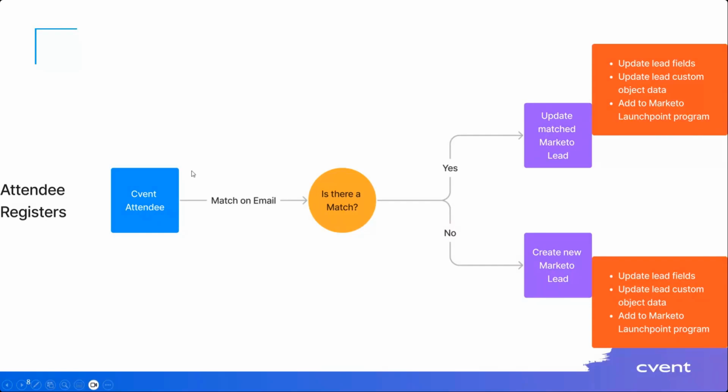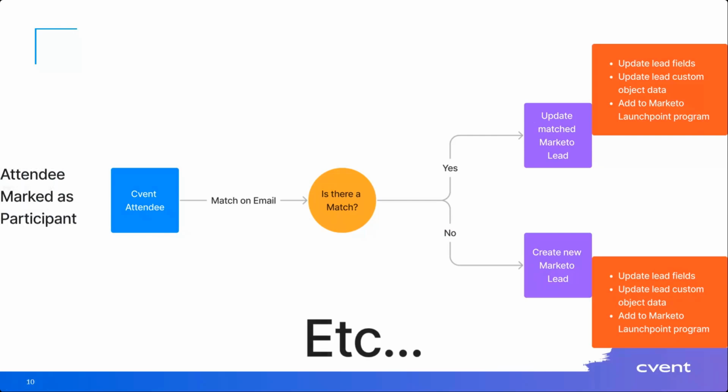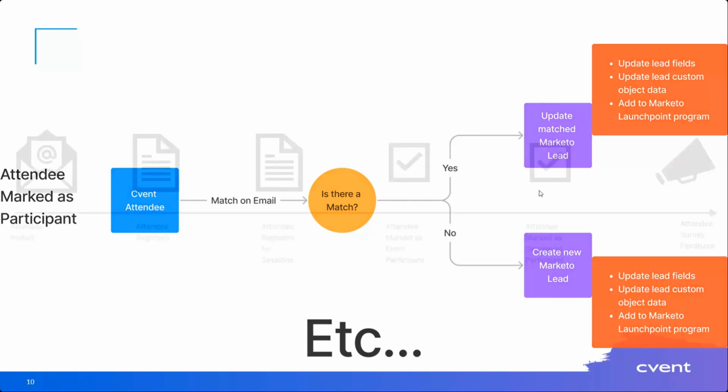So somebody registers, then somebody cancels, or somebody is marked as a participant, right? Every time one of those actions is triggered in Cvent, that same workflow is going to happen, where we're going to try to match on email. And if we find a match, great. And if we don't find a match, we will create a net new Marketo lead, inserting any of those mapped Cvent contact fields like name, email address, title, company, etc. And then do those same actions of updating the lead fields, writing custom object fields, and/or adding them to a LaunchPoint program. So that's happening every single time one of those integration points triggers.